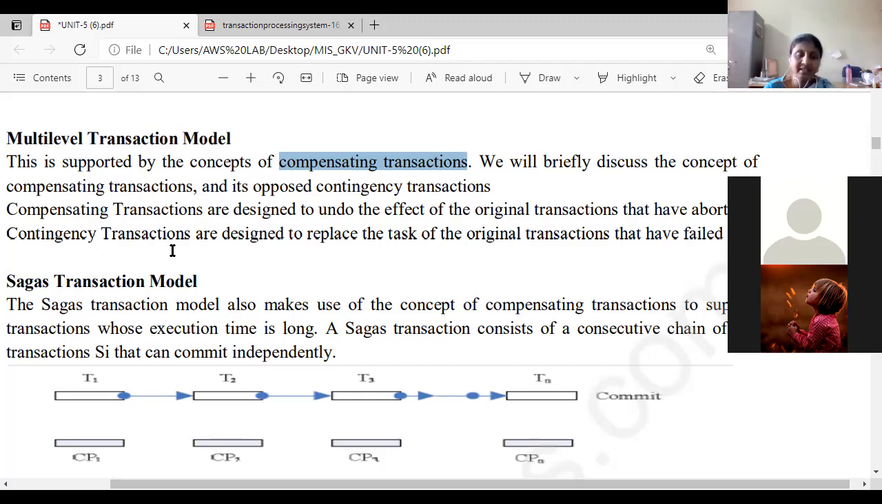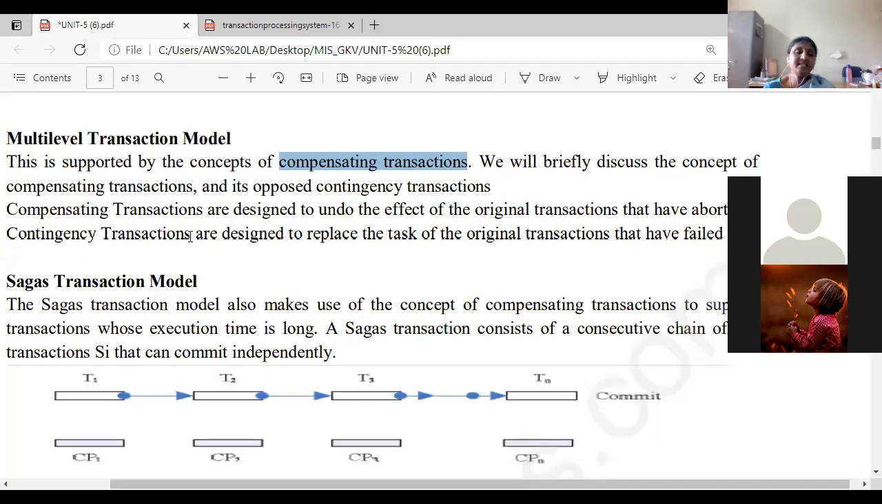What is a compensating transaction? These are a certain type of transactions designed to undo the effect of original transactions that have aborted. See, we perform a certain group of transactions and access the database by performing read and write operations. After that, it is aborted. That means whatever we have done to that database, the changes have not occurred; they have been undone. Undoing the effect of the original transactions is called a compensating transaction.